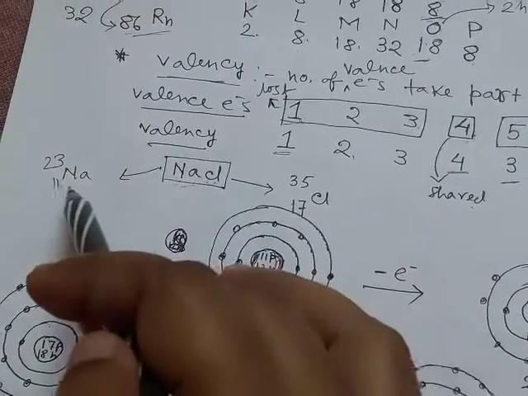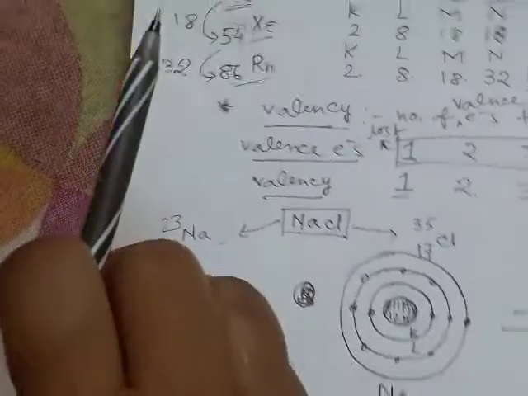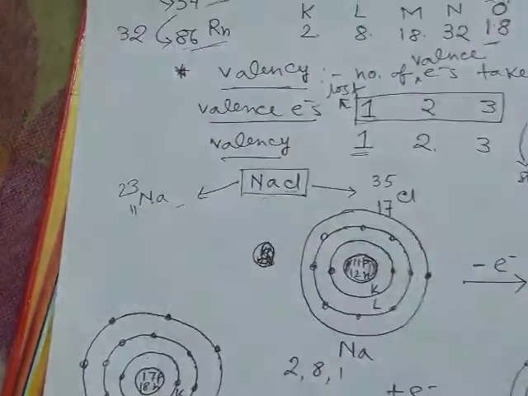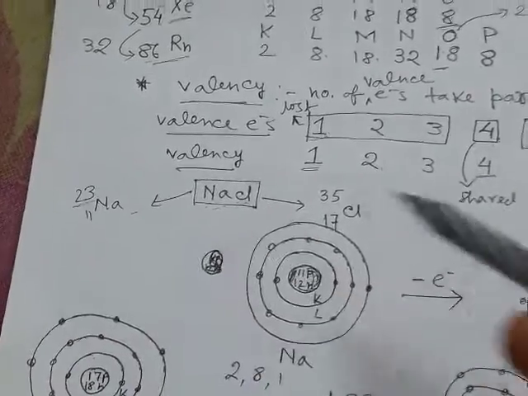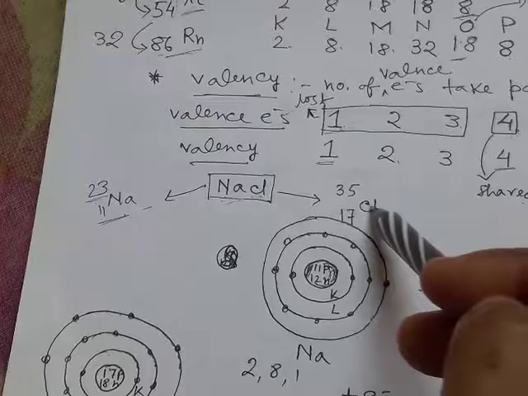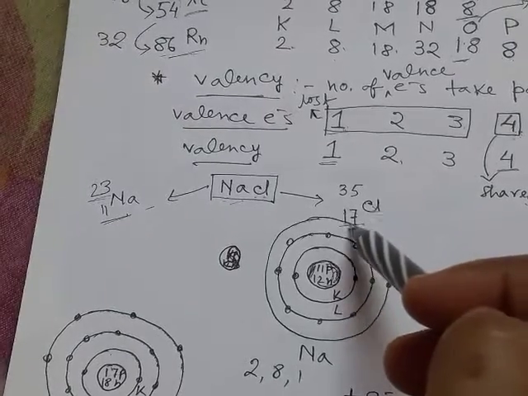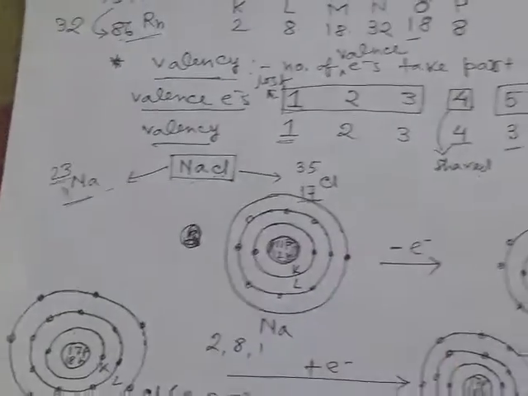For the sodium atom, this is the atomic structure. Atomic number is 11 and mass number is 23. So there are 11 electrons for sodium. For chlorine, as the atomic number is 17, there are 17 electrons.